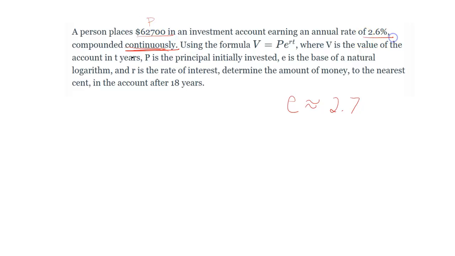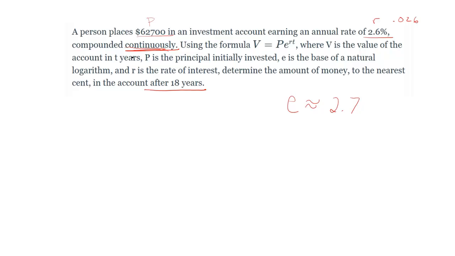The rate is given to us. It's going to be a percentage. We do need to convert that percentage to a decimal by moving the decimal over 2 places to the left. So 0.026 in this case. I want to find how much money I will have after the money is in the account for 18 years.